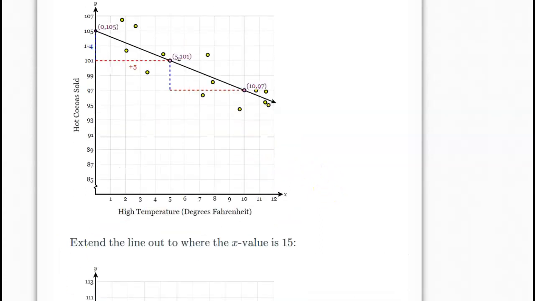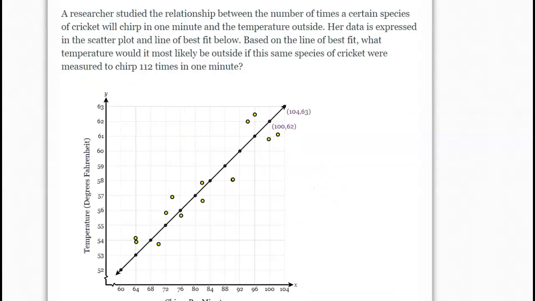All right, let's look at another example. Okay, so on this one, a researcher studied the relationship between the number of times a certain species of crickets will chirp for 1 minute and the temperature outside. Oh my, this is definitely one that I remember seeing in school. Her data is expressed in the scatter plot and the line of best fit below. Based on the line of best fit, what temperature would it most likely be outside if the same species of crickets were measured to chirp 112 times in 1 minute?